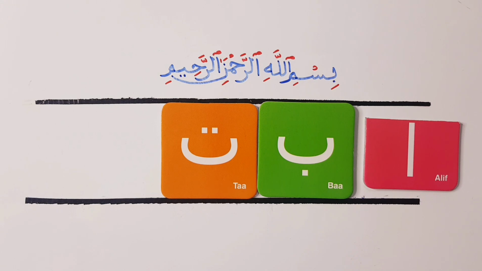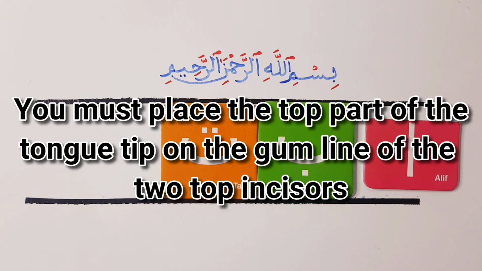Ta, ta, ta, ta, ta. And ta comes from the same place as the T in the English language, except that it's more flat on the roof of the mouth. It's more flat than the English ta.